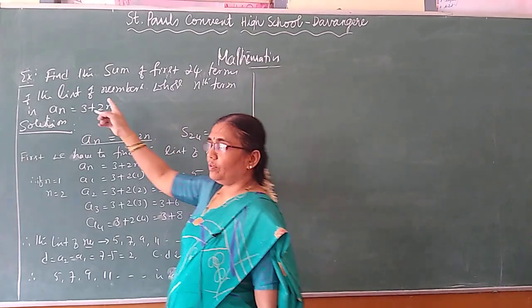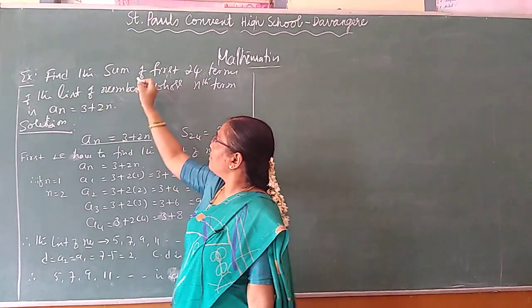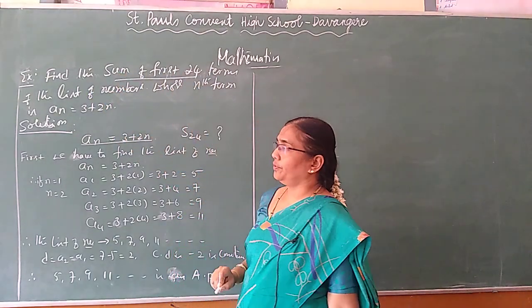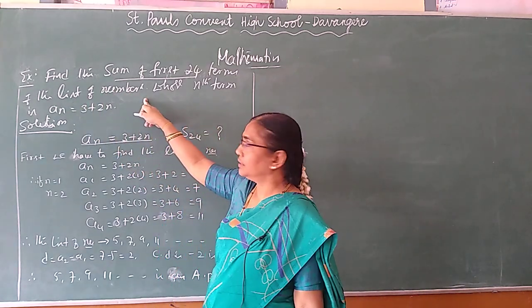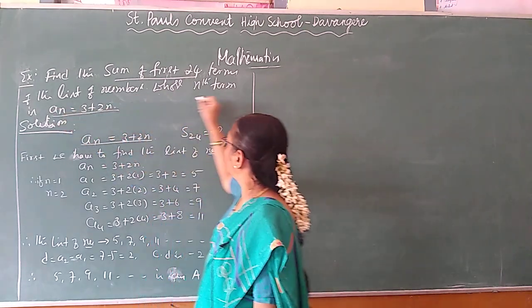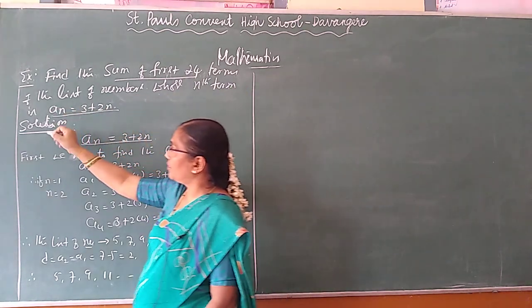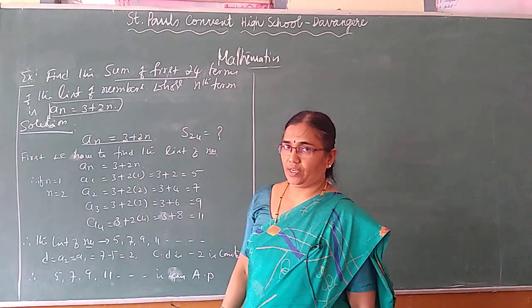Okay children, we consider the next problem. Find the sum of first 24 terms of the list of numbers whose nth term is in the form of an is equal to 3 plus 2n.